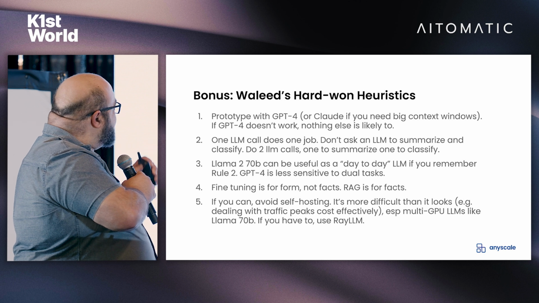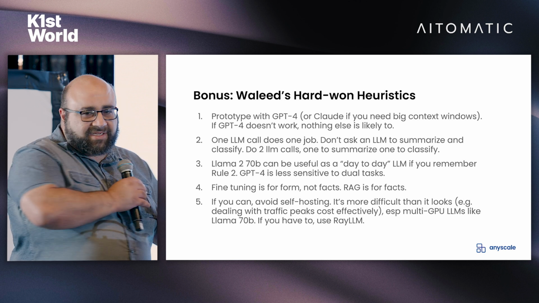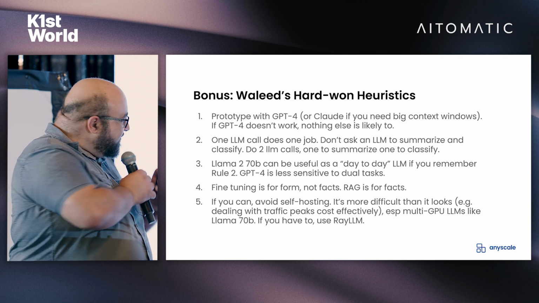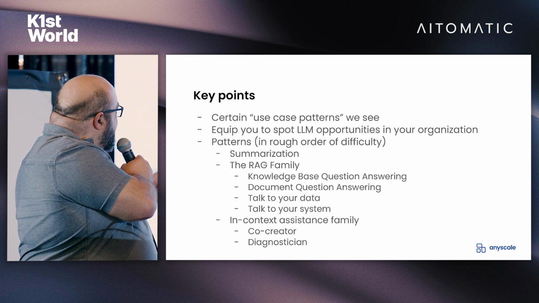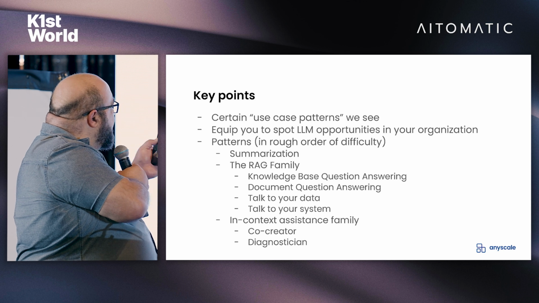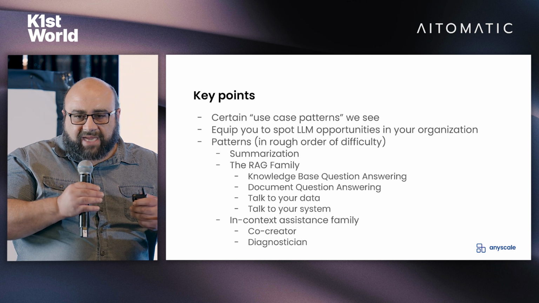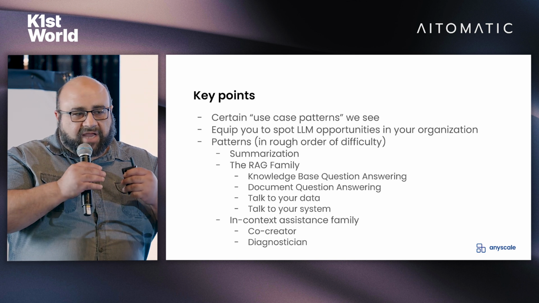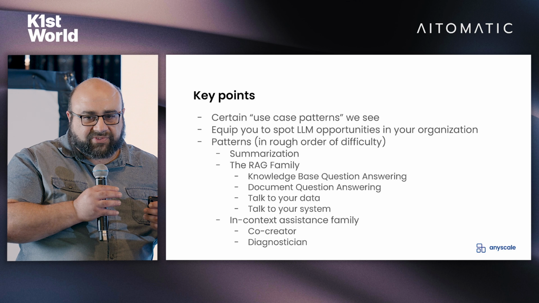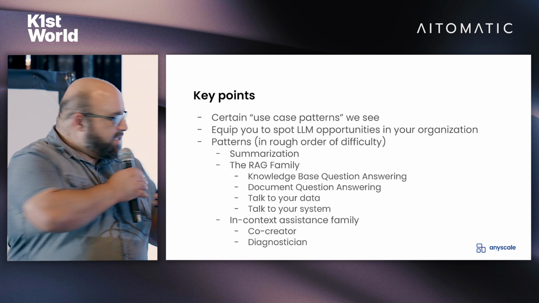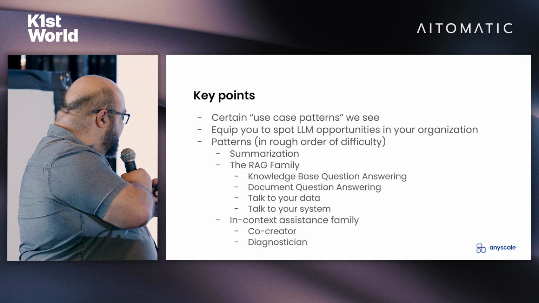I'm going to skip my hard-won heuristics. I can share the slides after so you can read these, but I know we're out of time. Here are the key summaries I wanted to share. We've seen these types of patterns before: summarization, RAG, and in-context assistance. I really want you to remember those three patterns, so that when you go out into your companies and ask, can I use LLMs here? Those are the spaces where you can use them.